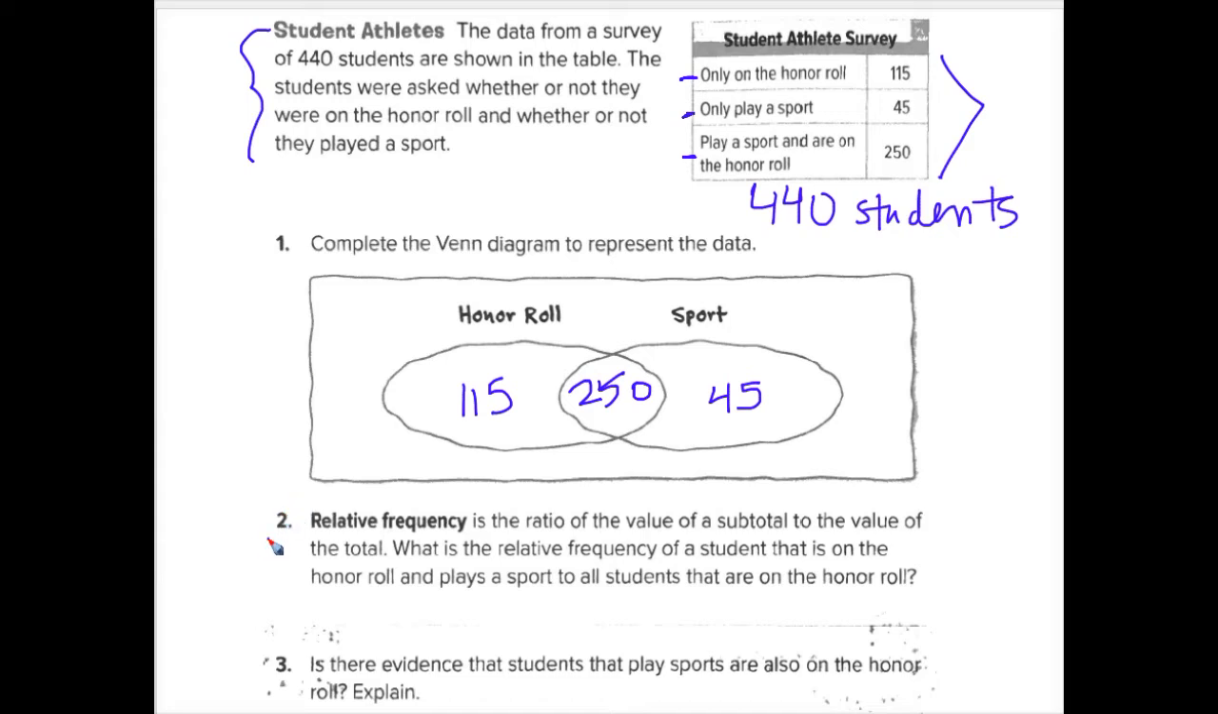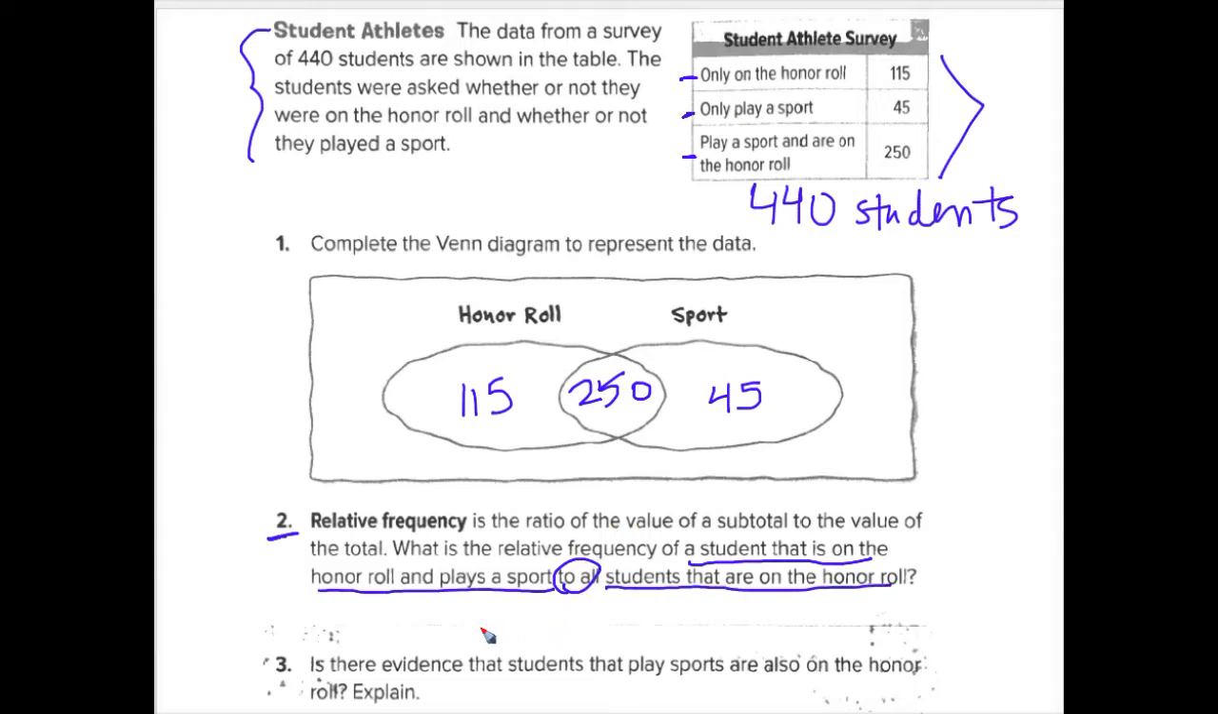Okay, number 2. Relative frequency is the ratio of the value of a subtotal to the value of the total. What is the relative frequency of a student that is on the honor roll and plays a sport to all students that are on the honor roll? So we want to create a ratio of students that are on the honor roll and play a sport to all students on the honor roll. So we're going to make a ratio out of these two numbers.